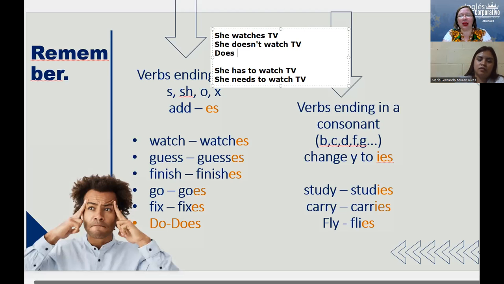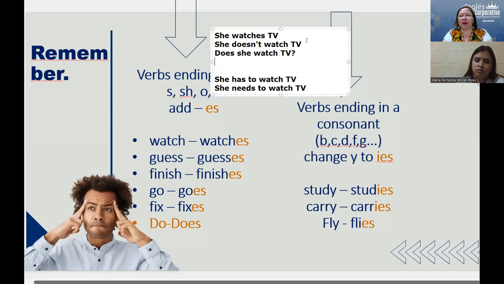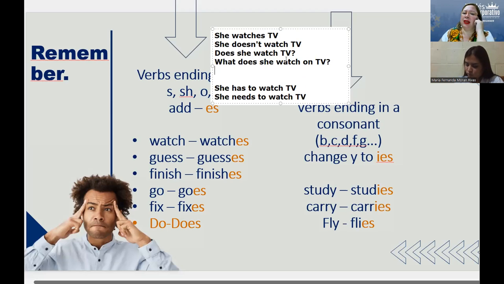Ahora, en la pregunta, does she watch TV? Okay. Does she watch TV? What does she watch on TV? Okay. What does she watch on TV? Cambia, mire. Tenemos la afirmativa, watches. Tenemos la negativa, doesn't watch. Tenemos la pregunta, does she watch? Y tenemos con la WH, what does she watch? Okay.